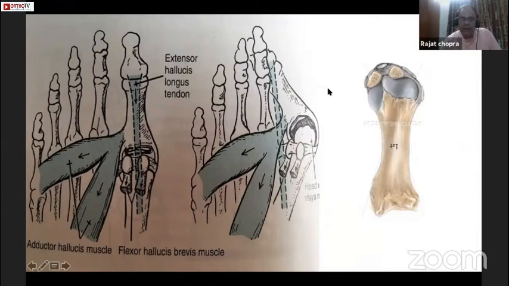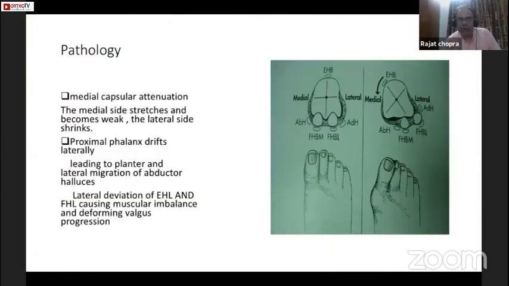So let's look into the deformity. What happens? If you look at this slide, this is how a normal foot would look. On the medial side, you have the abductor. On the lateral side, you have adductor hallucis, and underneath you have two sesamoids, flexor and extensor tendons. And this is the cresta, which is keeping the two sesamoids together.